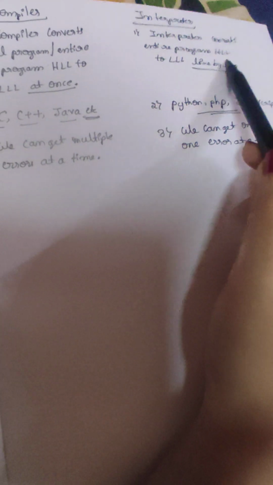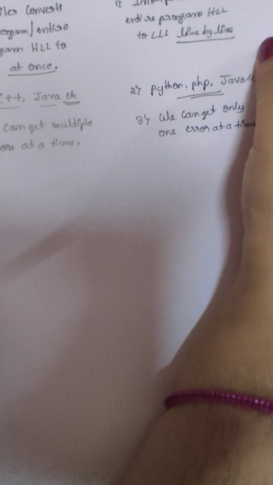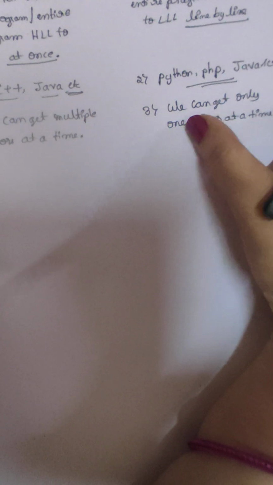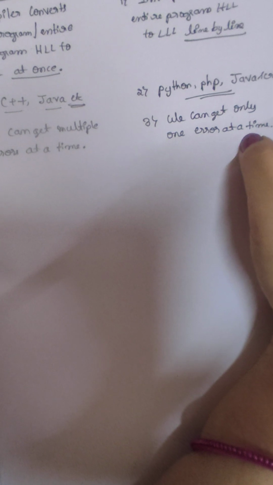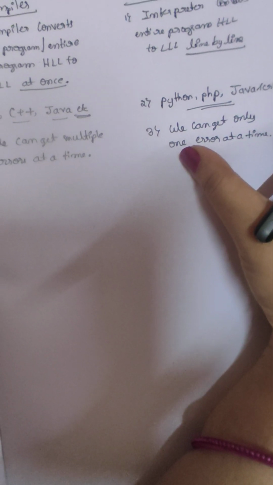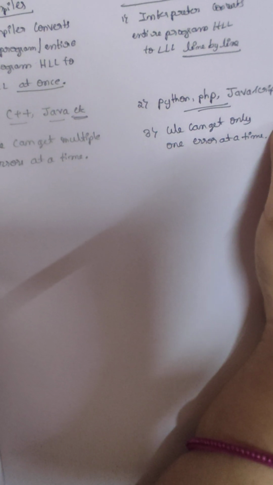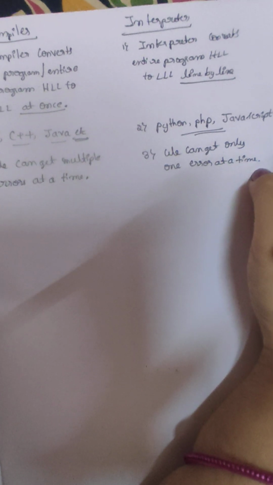Why means? Here interpreter is translating high level language to low level programming language line by line. After converting first line only, it converts second line. Due to that, we can get only one error at a time. If we have error at one line, it displays once. After debugging that error only, interpreter translates another line from high level to low level. If we get any error in a second line, we have to debug. After debugging only, it moves for third line. This type interpreter will translate.